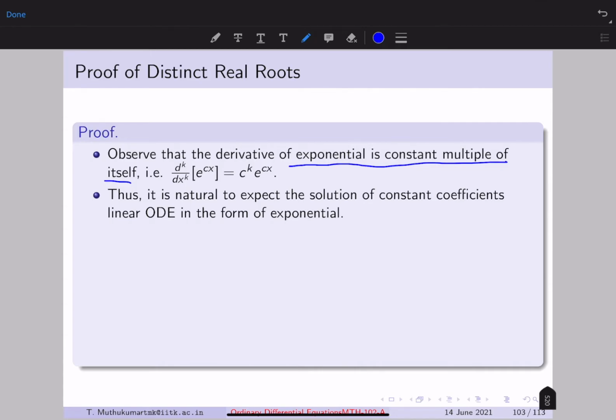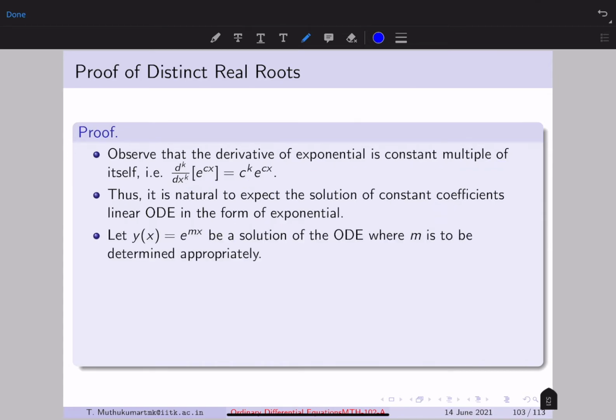Such a property you observe for the exponential. That is, if you take the kth derivative of the exponential of some cx, then you get the kth power of c times the same function. So it is natural to expect the solution of a constant coefficient linear ODE in the form of an exponential. Okay, so let's say that the solution y that you're looking for is of the form e^(mx). It's just that we don't know what the m is, right? If we find the right m, then we have found y, right?